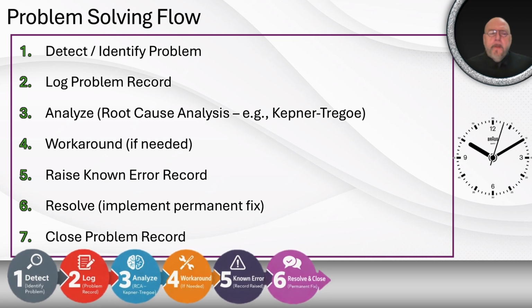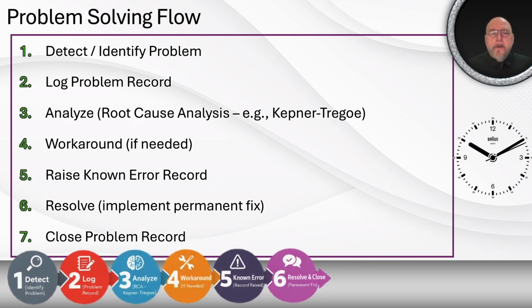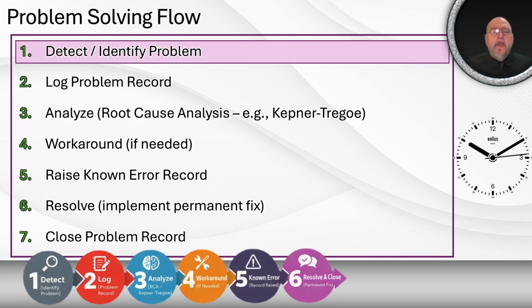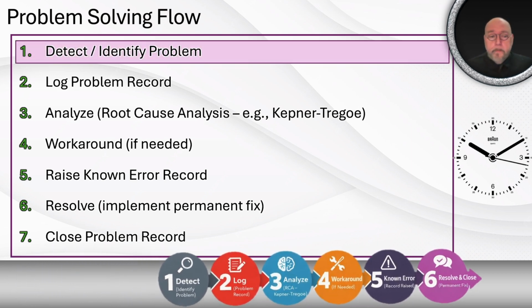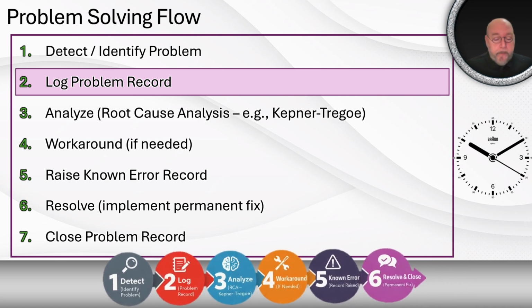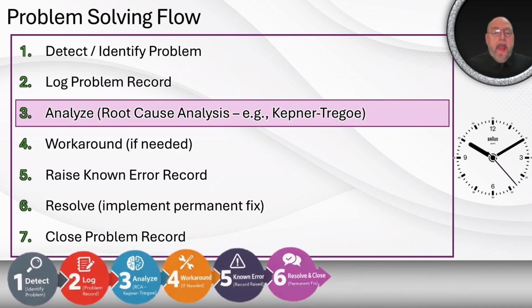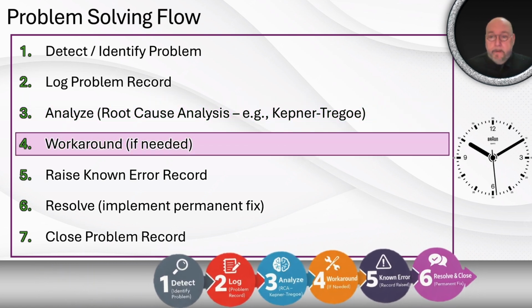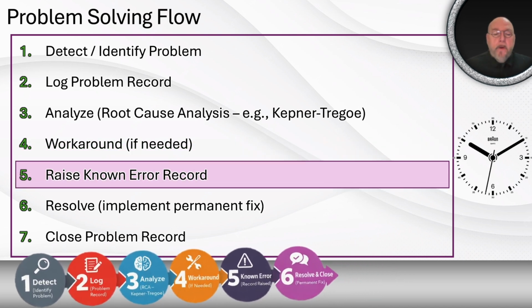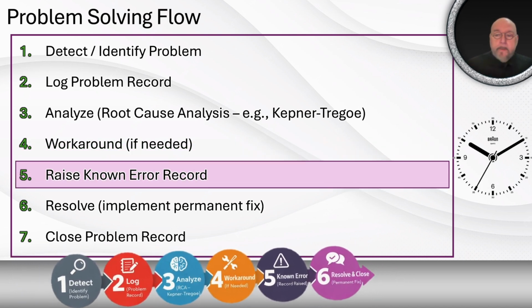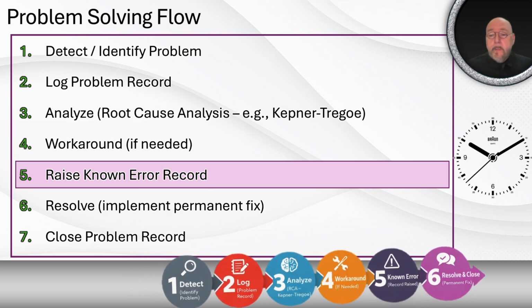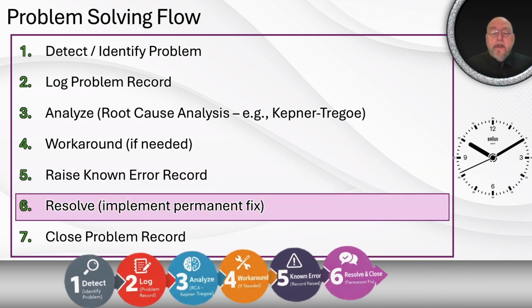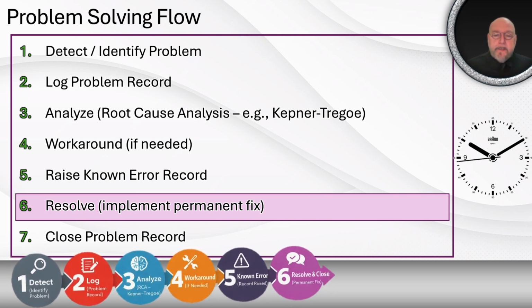So there's a flow, there's a method to solving problems. Kepner and Tregoe and others have developed these steps. So let's look at those seven steps. First, we detect or identify that there is a problem. We will log it and collect some good basic data. Later, we'll analyze the root cause. We'll develop a workaround if needed and if possible. We will raise a known error record so everyone can see I'm working on this. If you've got any information, share it with me. Resolve it. Implement a permanent fix, and hopefully that cause of incidents will go away.